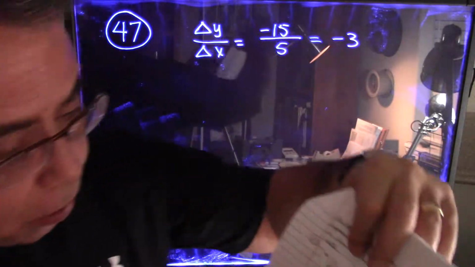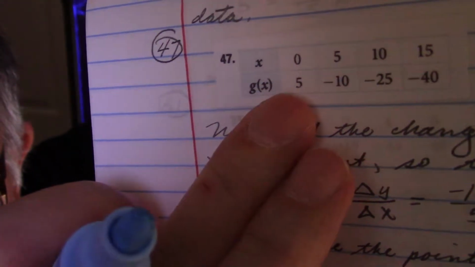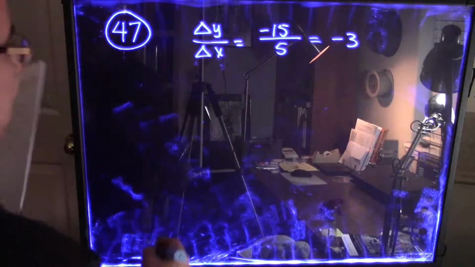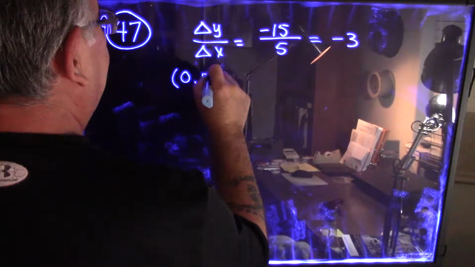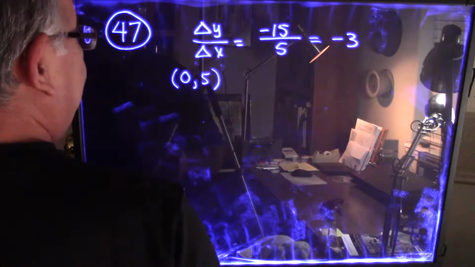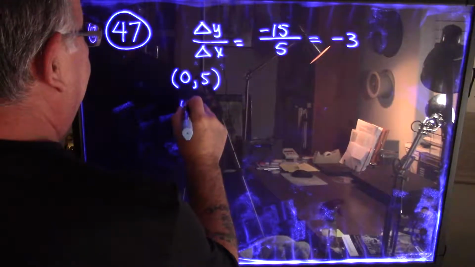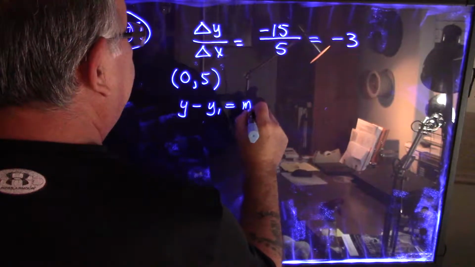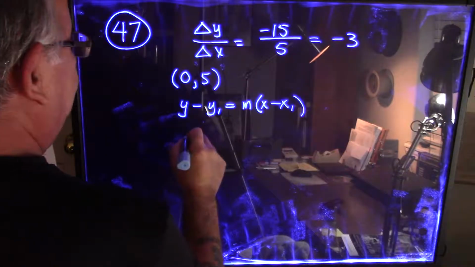Alright, so you'll note that one of the points on here, the first one is 0, 5. Okay, so we can use that. Why? Because it's got a 0. We'll use the point (0, 5). That'll make our computations as easy as we can make them. Slope is -3, so that's m. So you got point slope equation y minus y1 equals m times the quantity x minus x1. There's your point slope equation for a line.